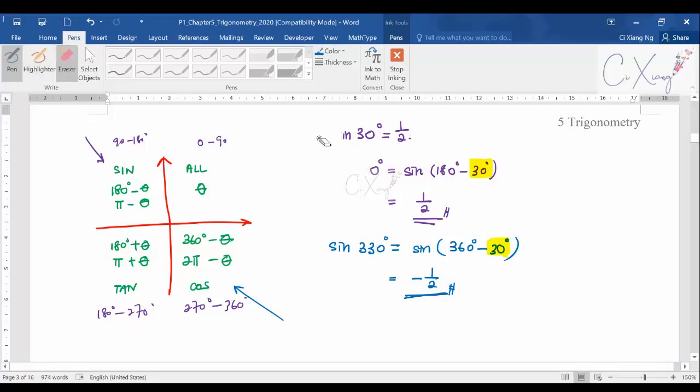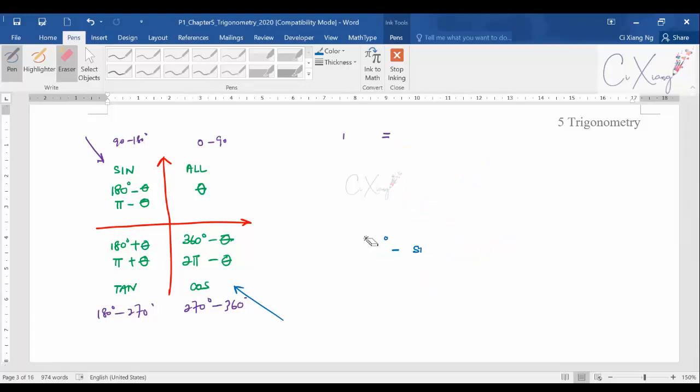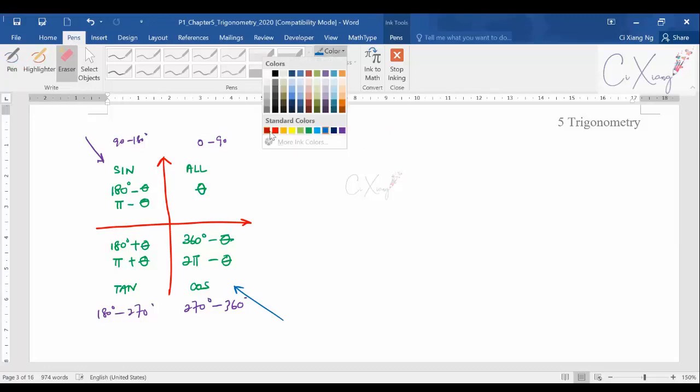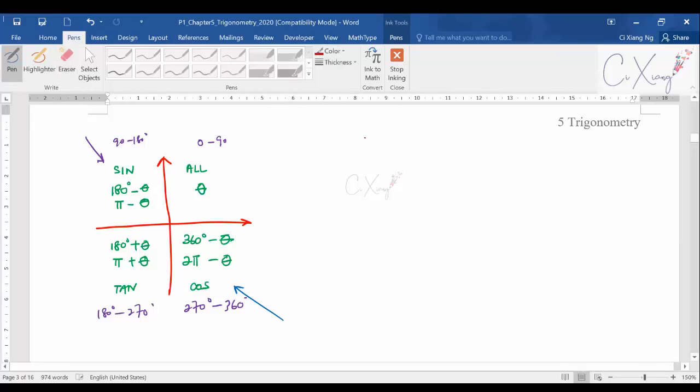Okay. How about if let's say I go further? Just now they already tell you that sine 30 is equals to half, right? Okay. Now maybe without telling you anything, let's say I want you to find out, can anyone tell me what is the value for tangent 225?